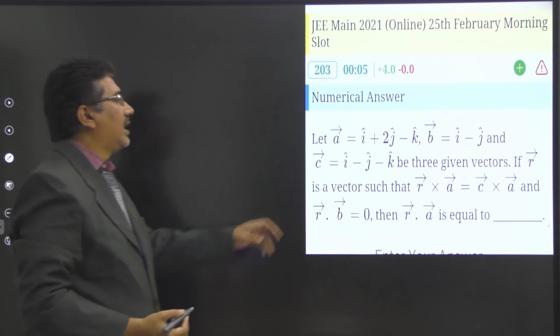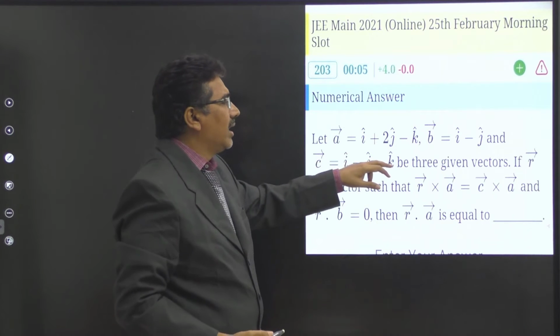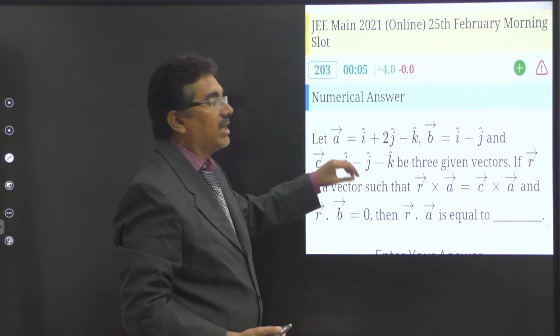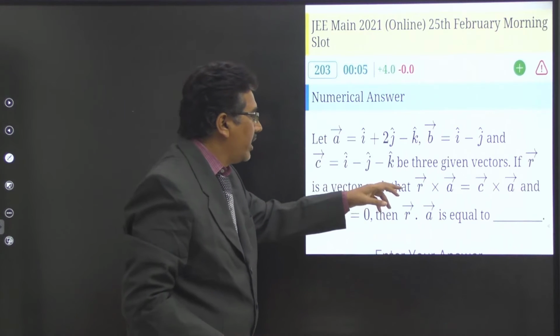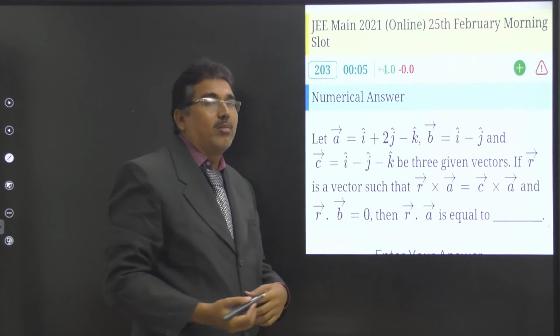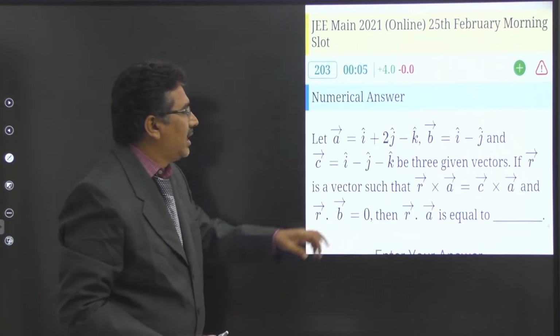Given three vectors a bar, b bar and c bar. If r bar is a vector satisfying these equations, then r bar dot a bar is equal to, right?